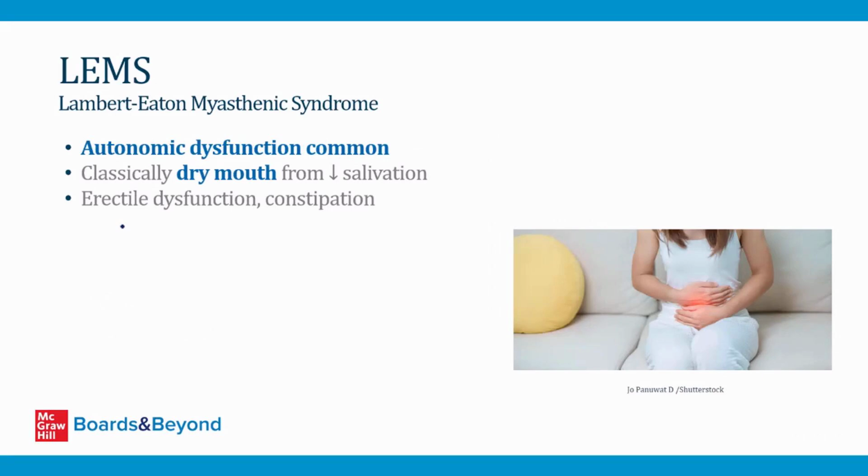But those antibodies also affect nerves that are part of the parasympathetic nervous system. And so as a result, you get autonomic dysfunction. This is a classic feature of LEMS. This is not something you see in myasthenia gravis.